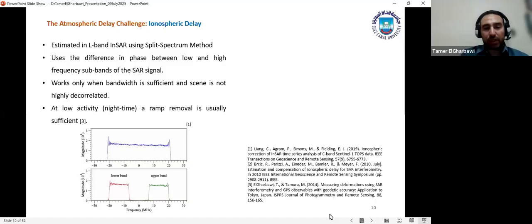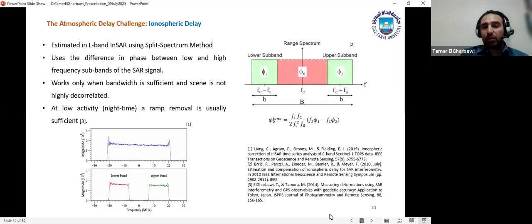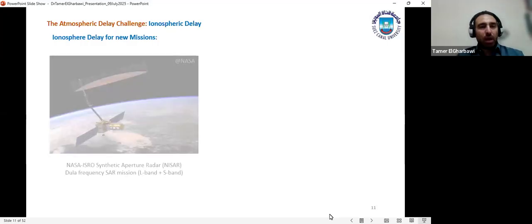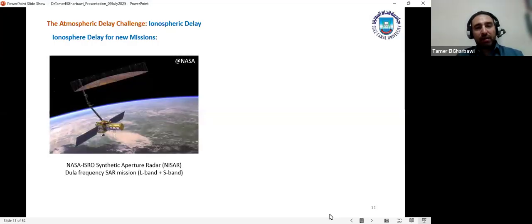Mainly, instead of just focusing the image on the entire band, we separate it into two bands, lower and upper. And using an equation that shows the relation between the delay of the ionosphere in the upper band and the lower band, we can estimate this ionospheric delay and correct the interferometric images. So we have correctly identified using the split spectrum for correcting the ionosphere.